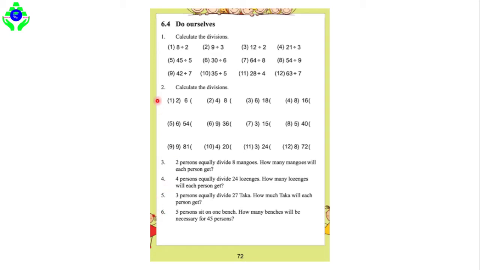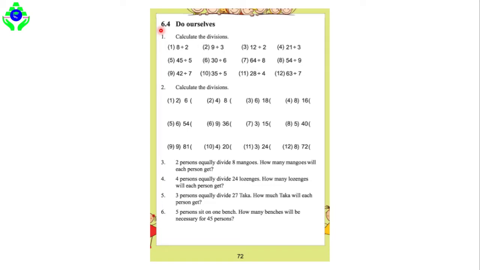You can see at the top of this page the author has written "Do it ourselves." That means you should be creative. You should do some special thing so that you can solve all these questions by yourself. So now I will guide you and show you the process of how you can solve all the questions mentioned inside this page.